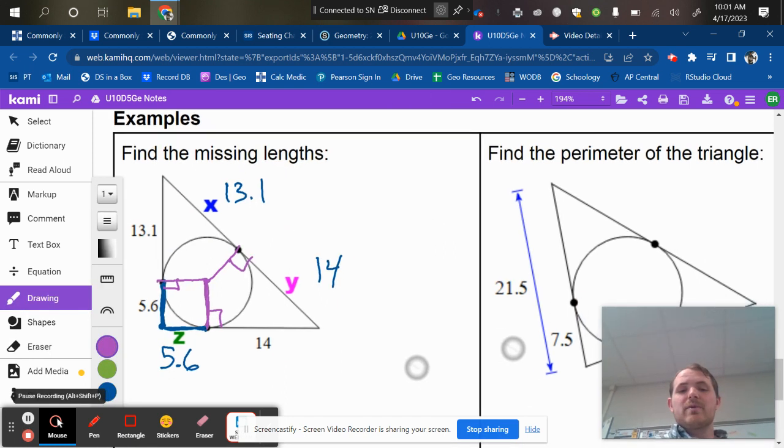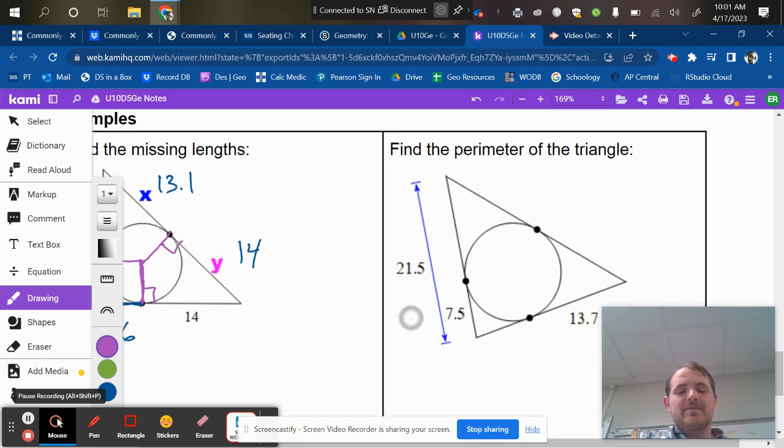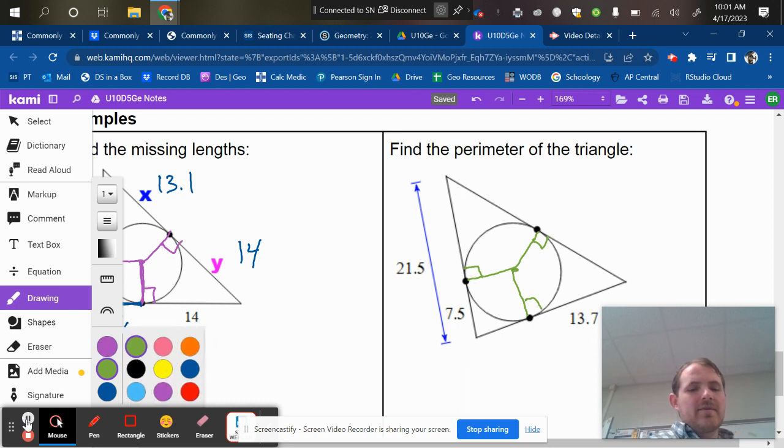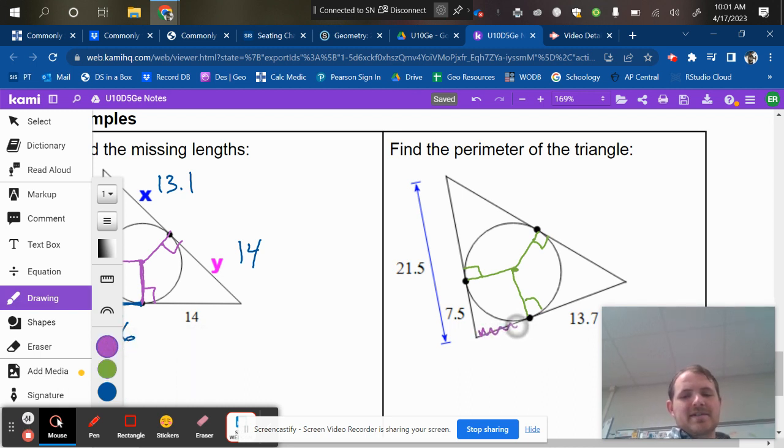So again, similar question over here, but we're trying to find the perimeter. Again, probably should have given you that these are all tangent lines because I'm leaving you to assume, and I don't love that. Okay. So if I'm trying to find the whole perimeter of that triangle, I need this purple side. What's that purple side going to be? 7.5. Great job. It's going to match that one right next to it.